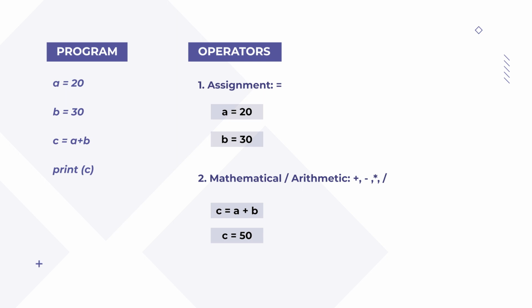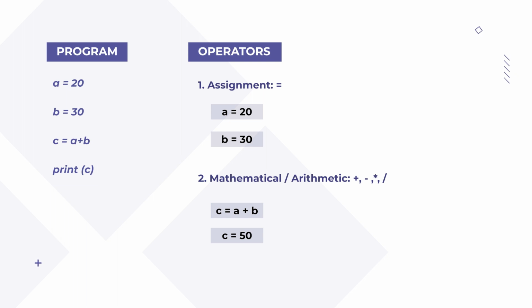And on the last instruction, I'm asking it to print C. So my friends, print means I'm asking the computer that whatever the value of C is, print that value on the screen. So it will print 50 on the screen because we want to see the result.